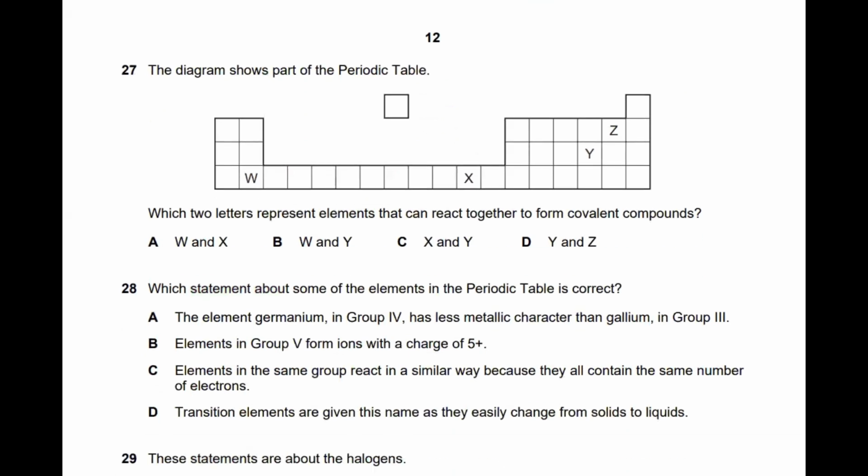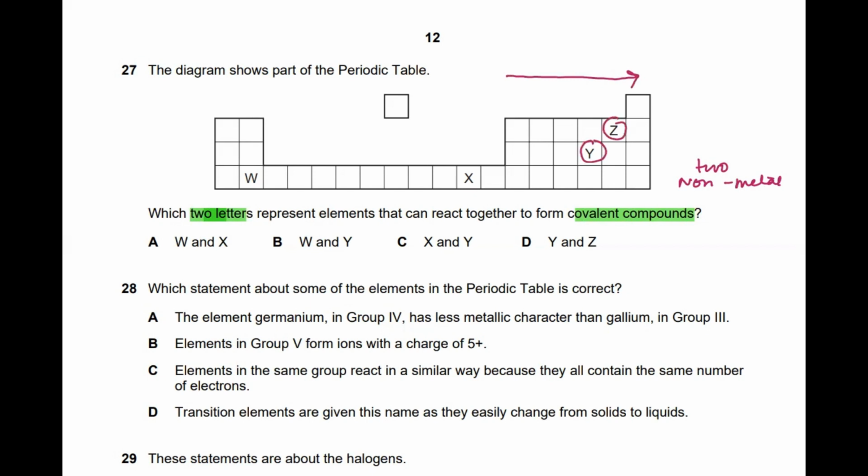Coming to question number 27. 27 says that the diagram shows a part of the periodic table. Which two letters represent elements that can react together to form covalent compounds? So covalent compounds are always made between two non-metals, right? So two non-metals are on the right-hand side of the periodic table. So we have Y and we have X.